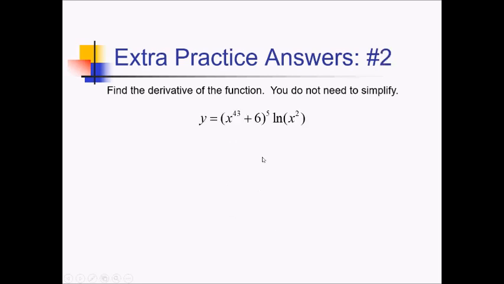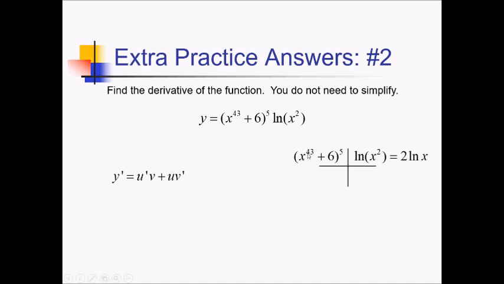To find the derivative of this function, we're going to have to use the product rule. So I've got u prime v plus uv prime. Here's my box and ribbon. My first factor is x to the 43rd plus 6 to the 5th power. And the other factor, we have ln of x squared, which, using log rules, I'm actually going to pop out that 2 and write that as 2 ln of x. That'll save me a little bit of a chain rule.